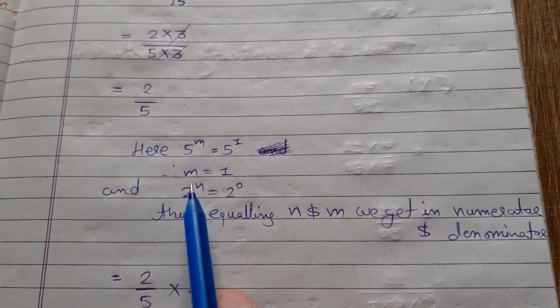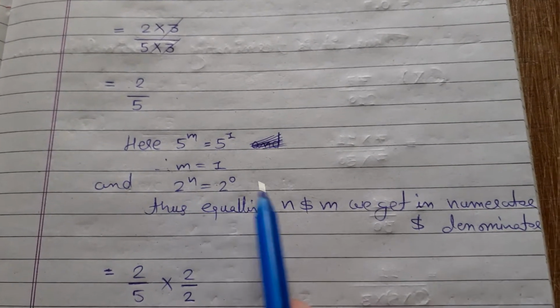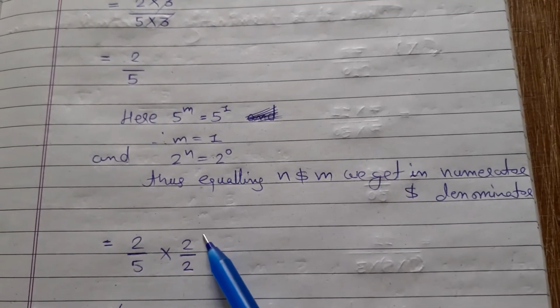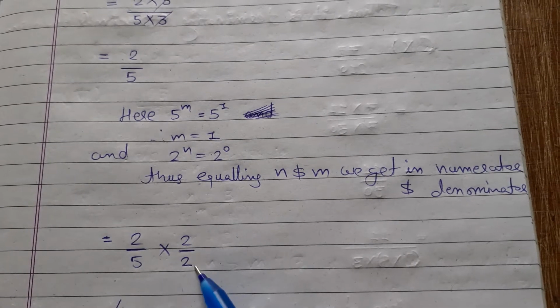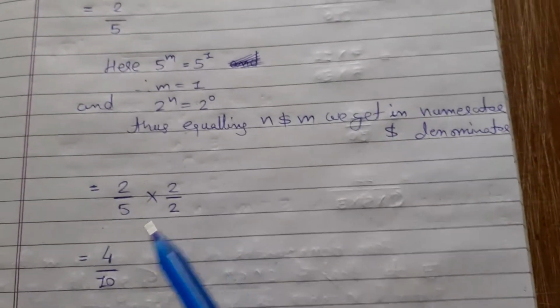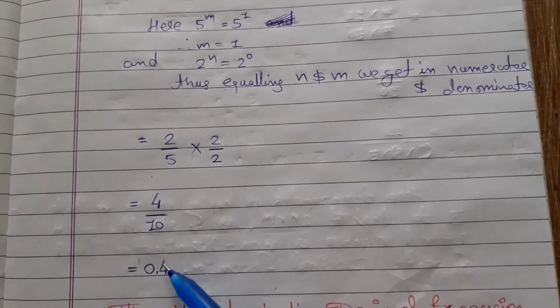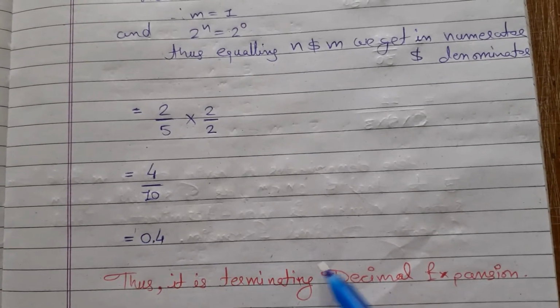2 is not present, therefore 2 raised to n means n is 0. Equalizing, we have to multiply 2 in the numerator and denominator. So we are getting 4 upon 10, that is 0.4. So it is a terminating decimal expansion.